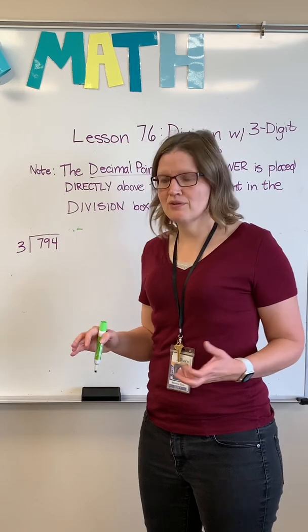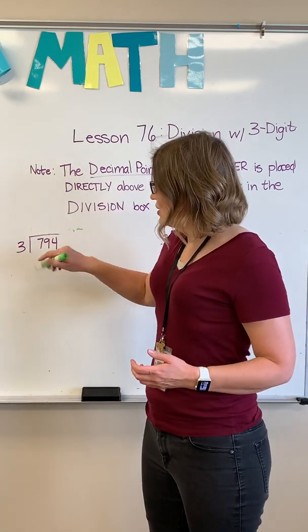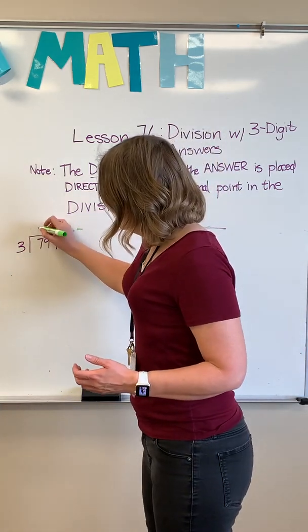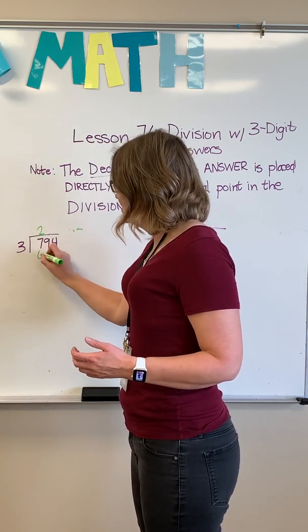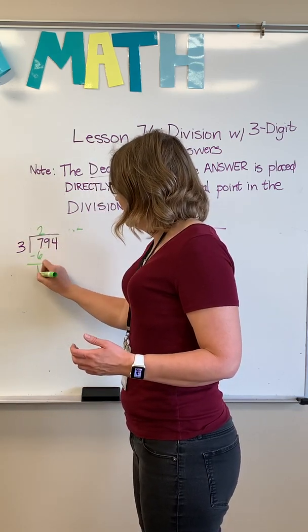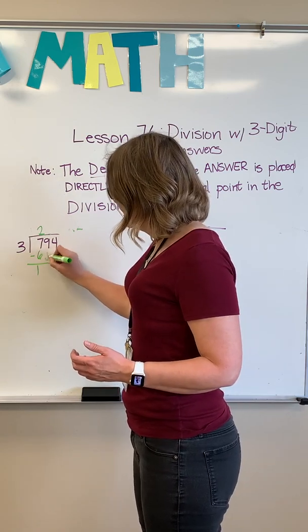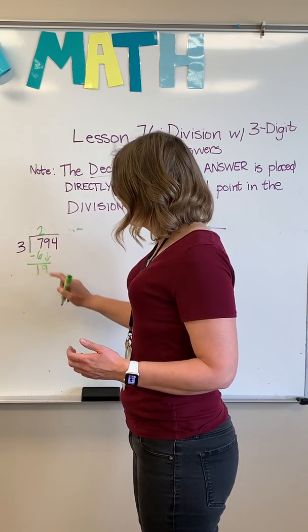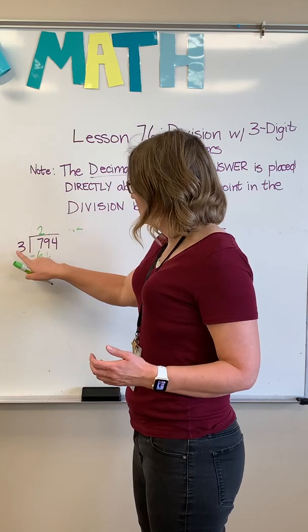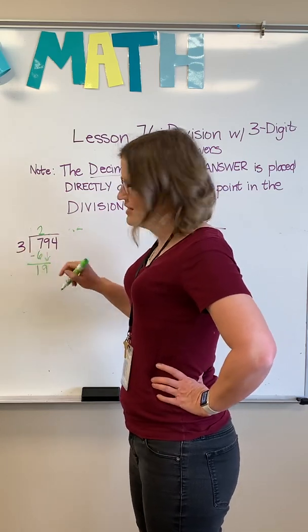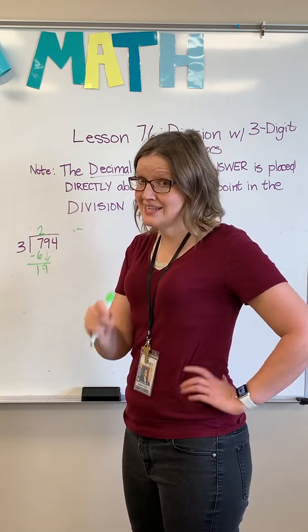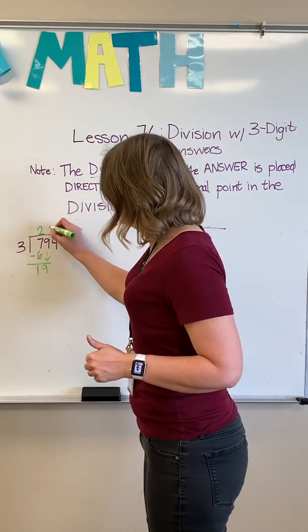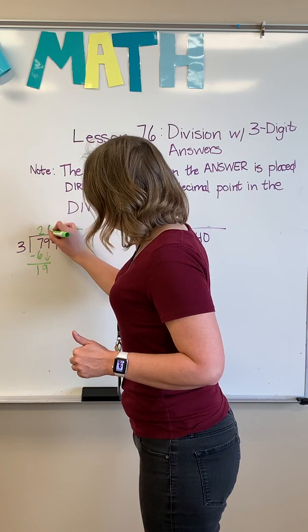794 divided by 3. 7 goes into 3 how many times? I know that if I say 2 times 3 is 6, I subtract, I have 1. I bring down my 9. I say 19. 3 can be divided by 19 because I know my multiplication facts. I know that 3 times 6 is 18. Very close. So I put a 6 up above.